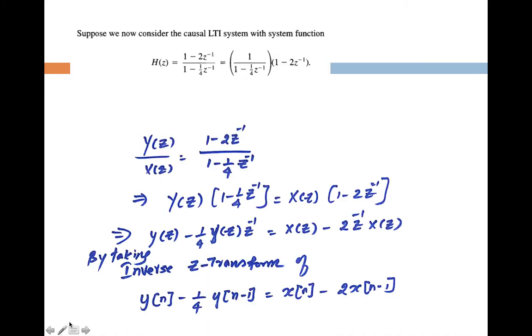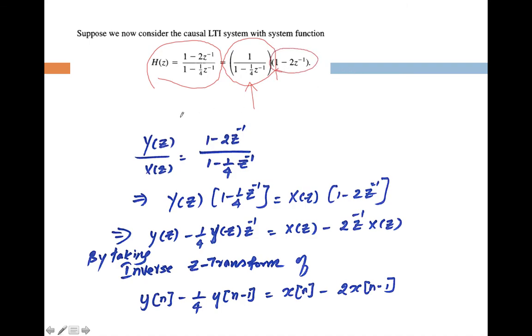So secondly, we have another transfer function. h of z is equal to 1 minus 2 into z power minus 1 divided by 1 minus 1 by 4 z power minus 1. So I can write this equation like 1 by 1 minus 1 by 4 z power minus 1 and 1 minus 2 into z power minus 1. For this case, we have already discussed in the previous slide. We have drawn the block diagram of this particular system equation, and we need to draw for this one.